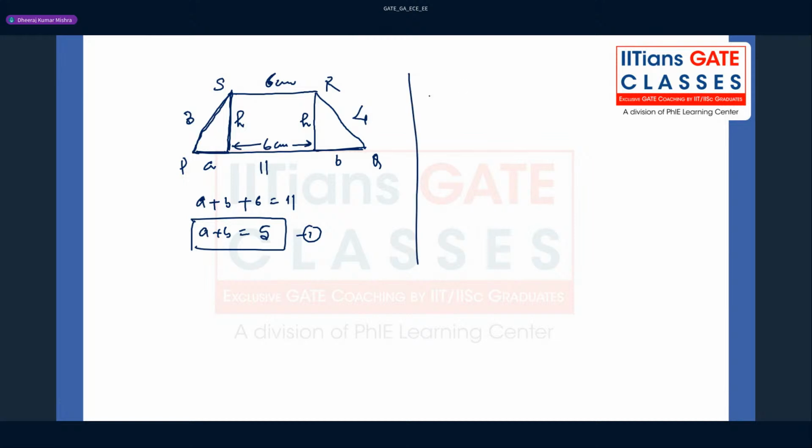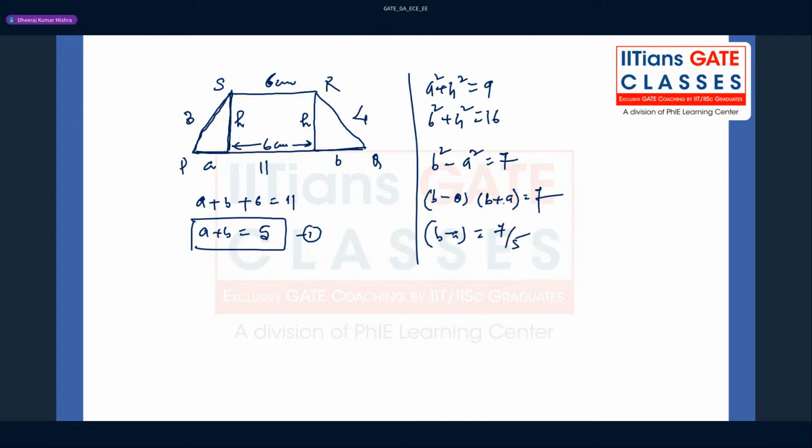First, applying it here, it will be a square plus h square equal to 9, and applying it here, it will be b square plus h square equal to 16. Now you can subtract these to get a relation. So b square minus a square equals 16 minus 9, which is 7. Now you can write this as b minus a times b plus a, which is 7. So b minus a is 7 by 5, since a plus b is given.